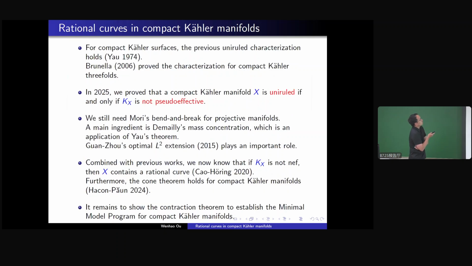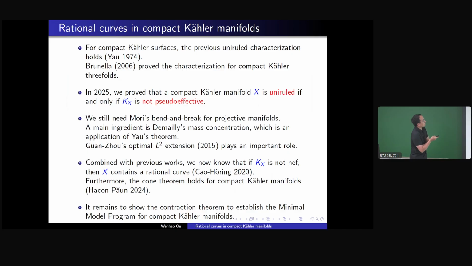Now we pass to the problem of Kaehler manifolds. For compact Kaehler surfaces, this criterion also holds. And this is due to Yau in 1974. Of course, we observed that 1974 is earlier than Mori's theorem.